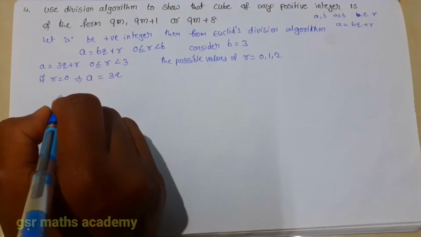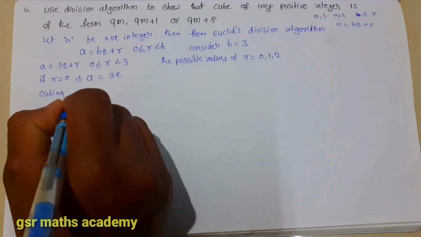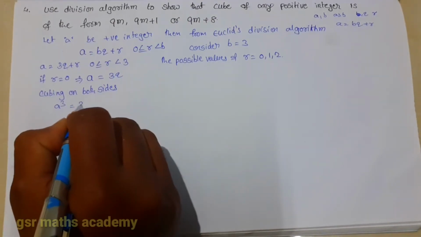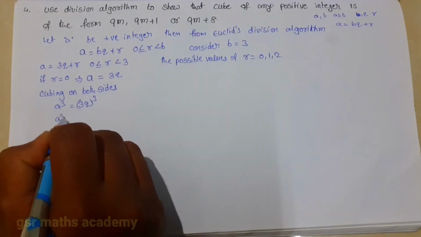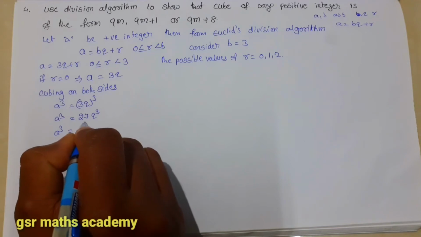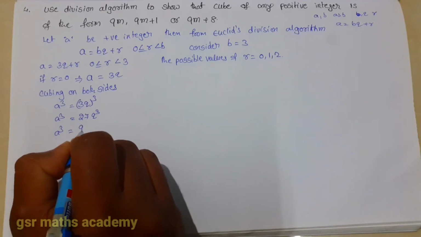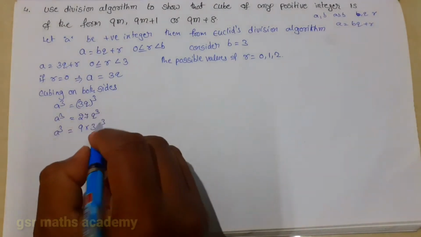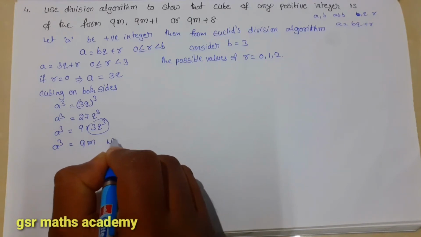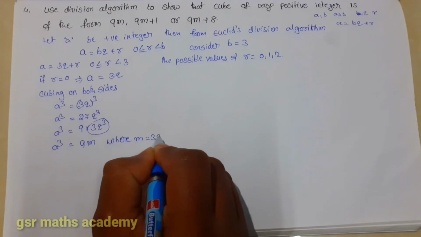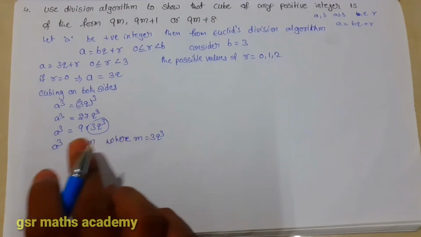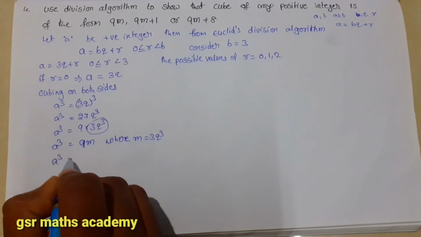Now I'm applying cubing on both sides. We get a cube is equal to 3q whole cube, that is a cube is equal to 27q cube. 27 can be written as 9 into 3, so a cube is 9 into 3q cube. Now if I suppose 3q cube is equal to m, then a cube becomes 9 into m. That means a cube can be written in the form of 9m.